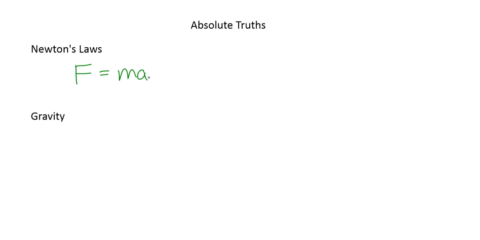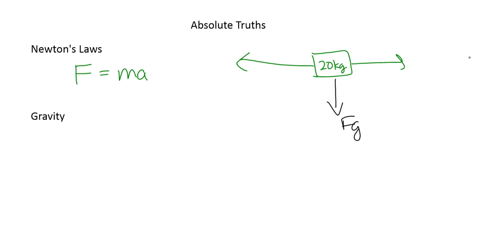And of course, we're talking about the F net, or the net force. We're not interested in the effect of each individual force on a body. We're more interested in the effect of the forces together. So let's say we have, for example, a body that is, let's say, 20 kilograms. And let's say this body is suspended in the air. So there's going to be a gravitational pull, but we're not that interested in that. There's going to be something supporting that.